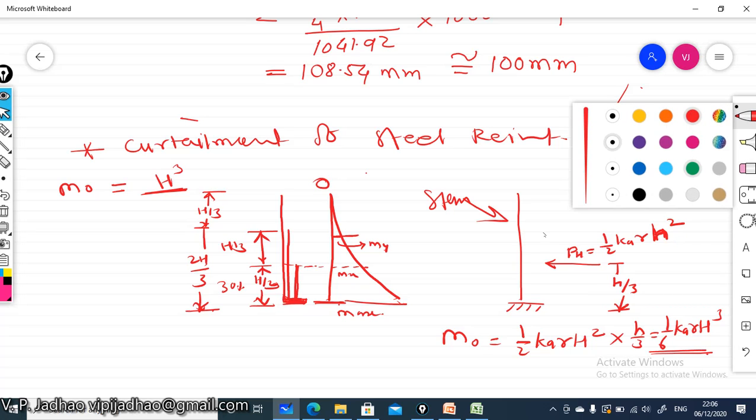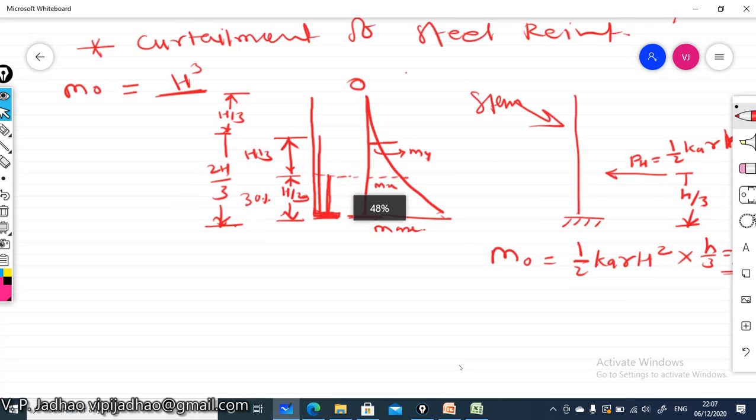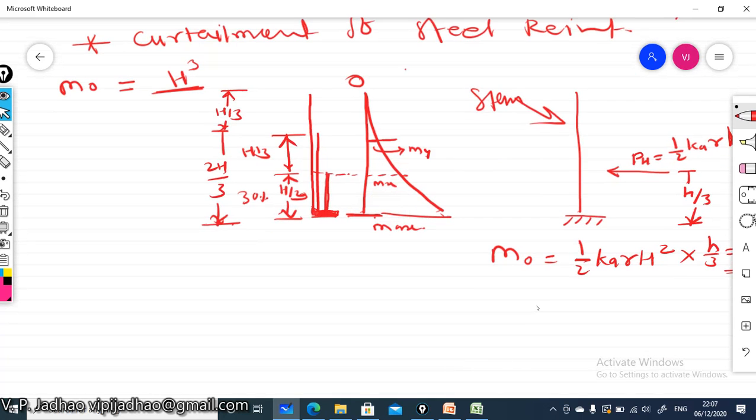Okay, this is how we will be curtailing the steel reinforcement. So what we will be doing, we will be curtailing the steel reinforcement for a height of h by 3 from the bottom, then again we will be curtailing 30% reinforcement for the next h by 3, and the rest of the reinforcement will be running throughout the height of your retaining wall.